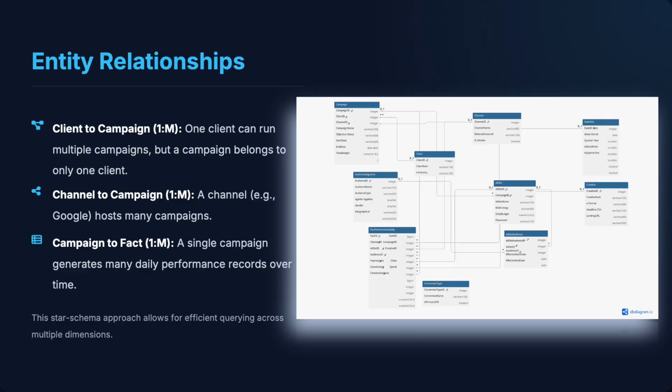A specific target audience might see 5 different ad creatives, and one ad creative might be shown to 5 different audiences. By strictly defining these relationships using foreign keys, we ensure that you can't have a performance metric that doesn't belong to a valid campaign.